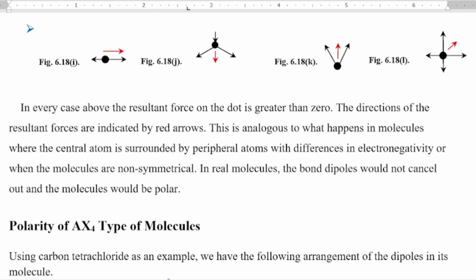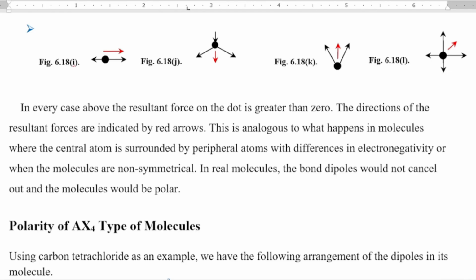Same thing here. In this case, what will happen with the black dot? Everything is pulling in this direction, so there's a resultant dipole here, indicated by the red arrow. Similarly, you can have a central atom where two of the peripheral atoms are pulling in those directions with a strong force, and this one here is weaker than that one. These ones are pulling electrons away from the central atom. In such a case, the molecule is going to be polar because there will be a net shift of electron cloud in this direction and that direction.